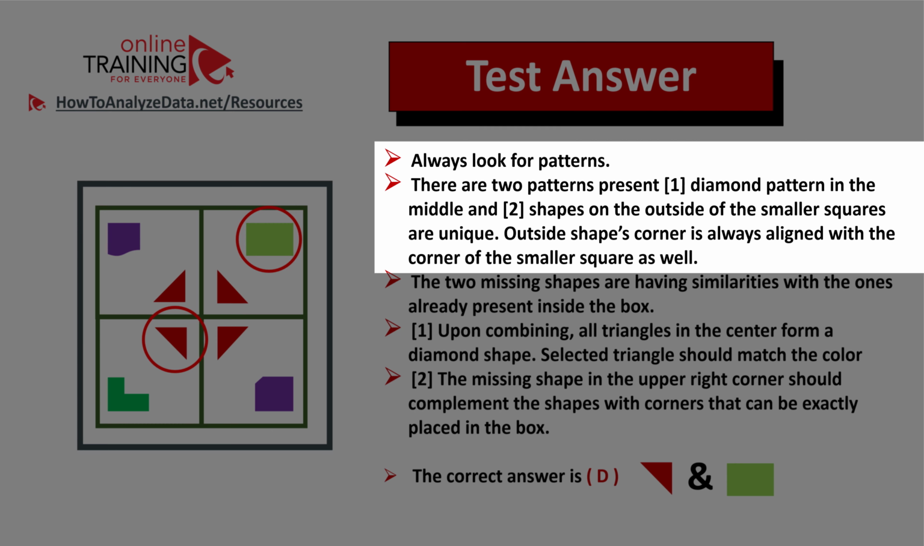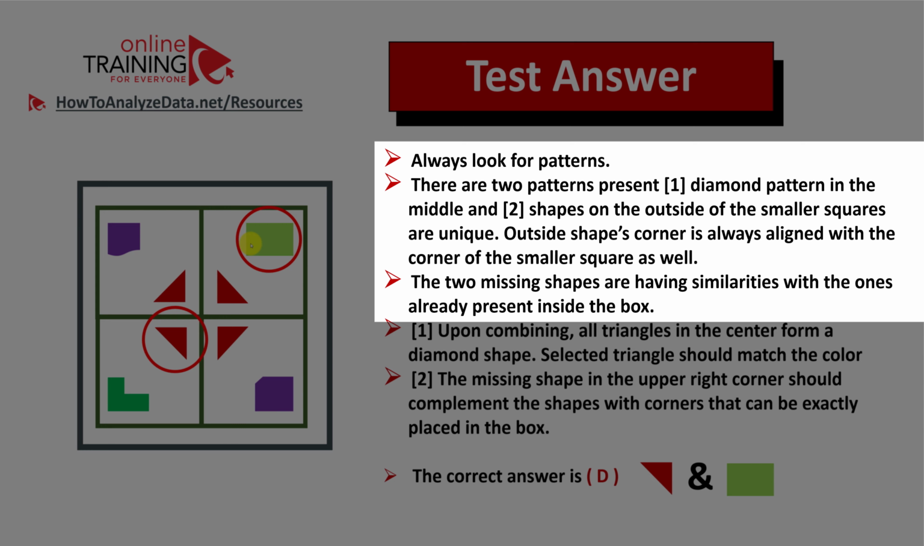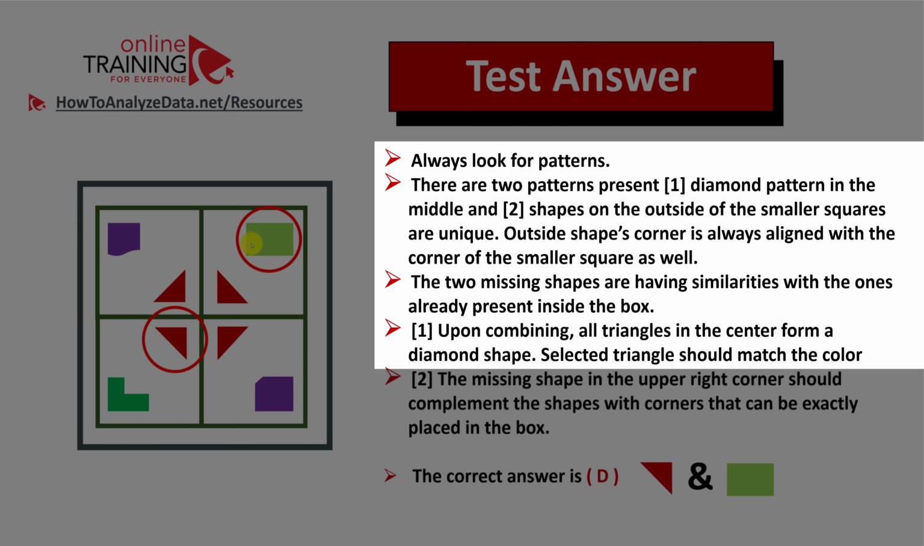And there are 2 patterns presented here. Number 1 is the diamond pattern in the middle, and number 2 is the pattern of shapes on the outside of the smaller squares, which are unique. Outside shapes' corners are always aligned with the corner of the smaller square as well. The 2 missing shapes also have similarities with other shapes present in the box. Upon combining, all triangles in the center form a diamond shape.